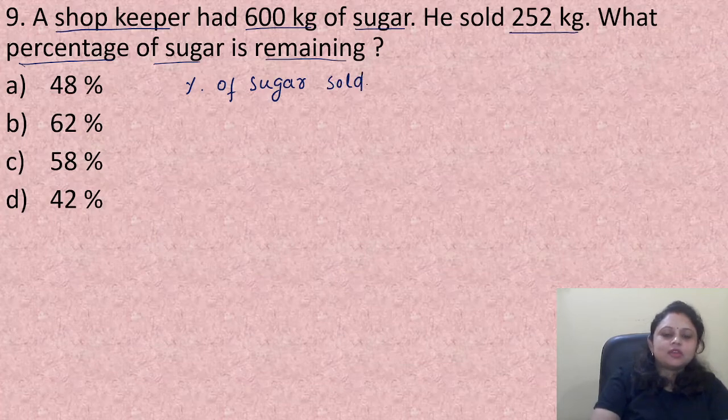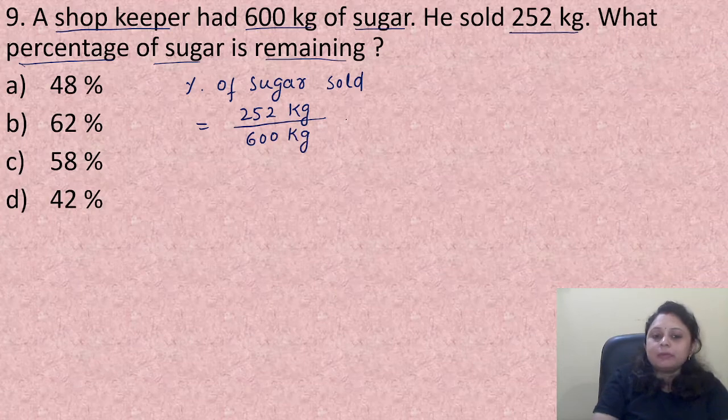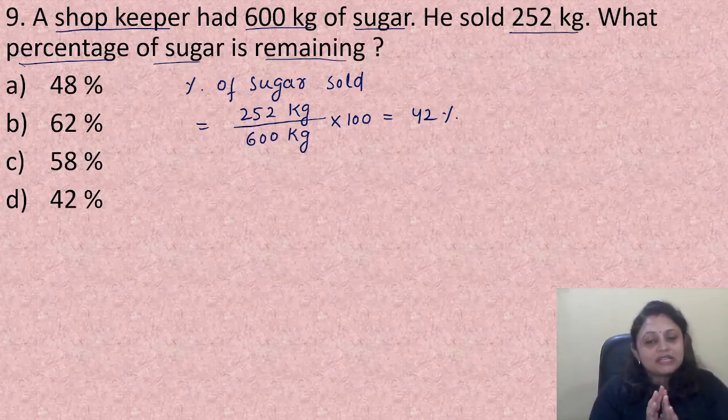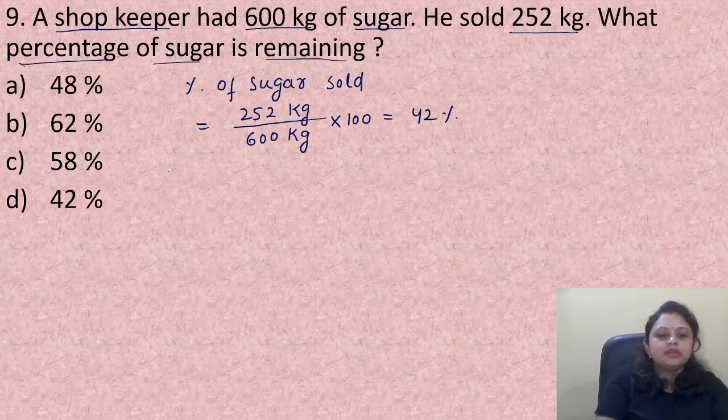So the percentage of sugar sold by the shopkeeper is equal to 252 kg that he sold, divided by 600 kg, that is the total amount of sugar the shopkeeper had, into 100. So that is equal to 42%. So the shopkeeper had sold 42% of sugar. Now we have to find out the percentage of sugar remaining.